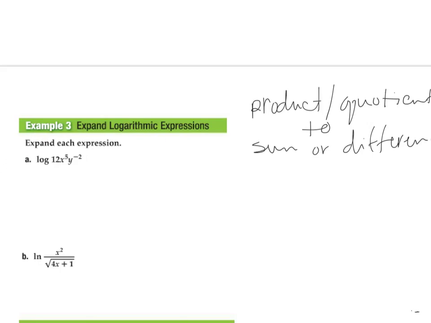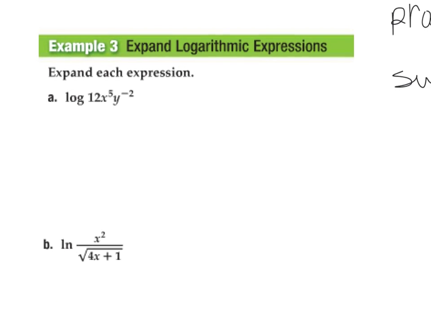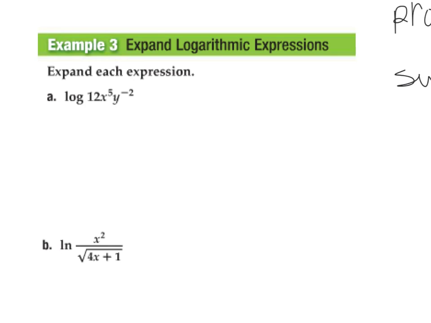So let's try it out on example A. This one's kind of a simple one because you can see that actually we have just one big product here. We have log of 12 times x to the 5th times y to the negative 2nd. And we know that we can write a product as a sum. So we're just going to have a sum with 3 terms here.